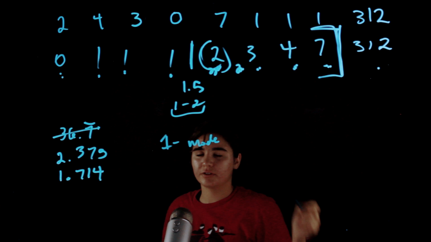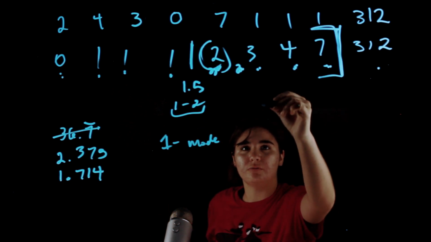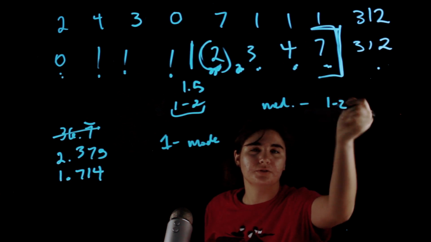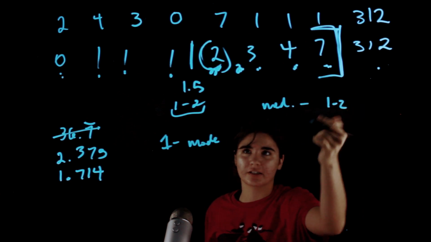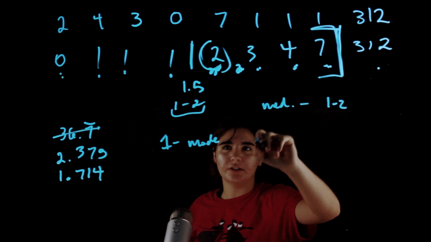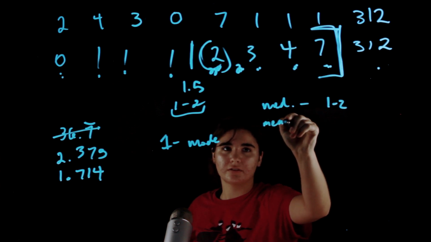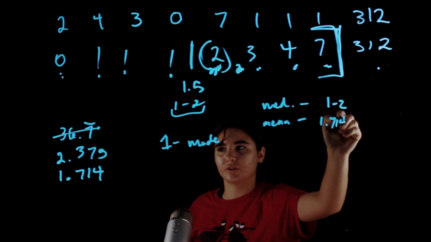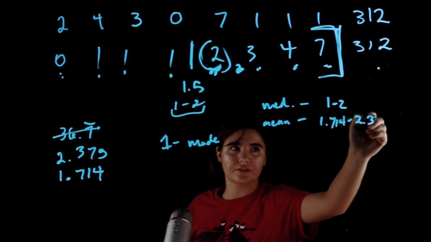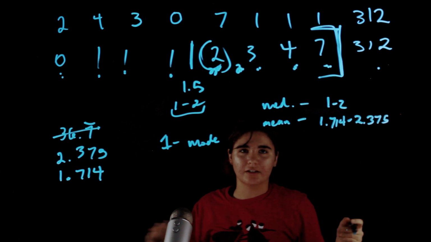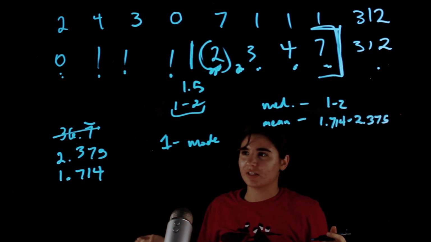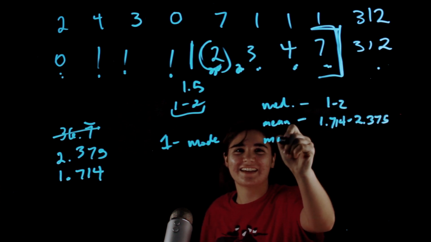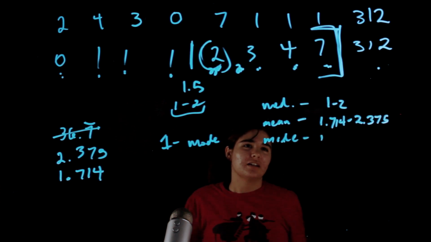Okay, so right now, for our data, our median is anywhere from 1 to 2-ish, depending on how you look at it, right? Our mean is anywhere from about 1.714 to 2.375, again, depending on what you make of it. We're just ruling that out right now. It doesn't even make any sense. And then our mode is 1.